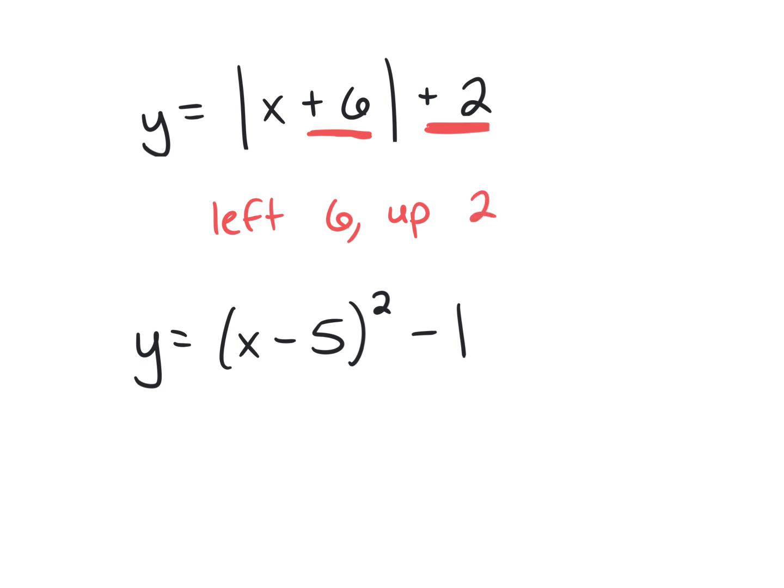Okay. The bottom one there, what is this -5 telling us? Right 5. This -1 is telling us down 1.